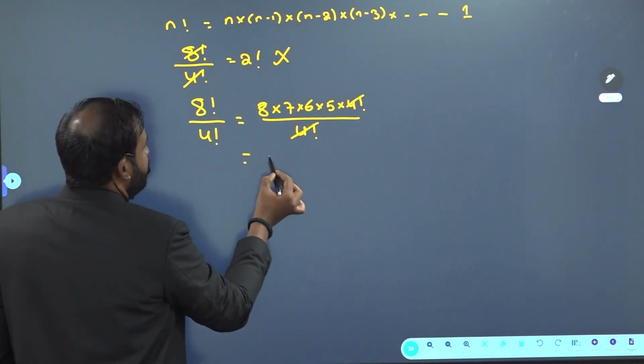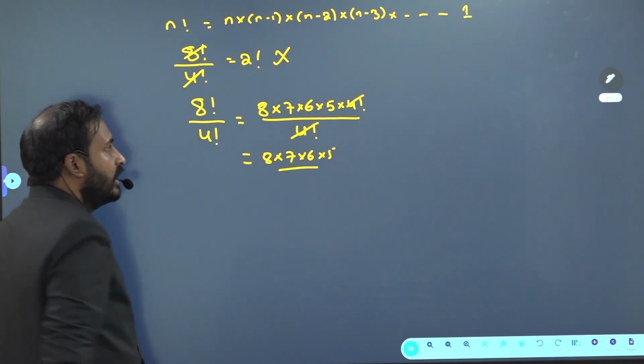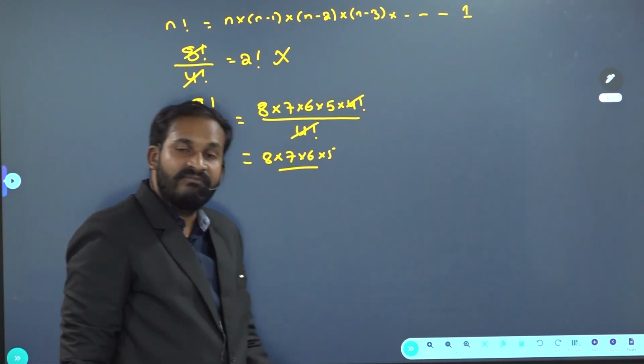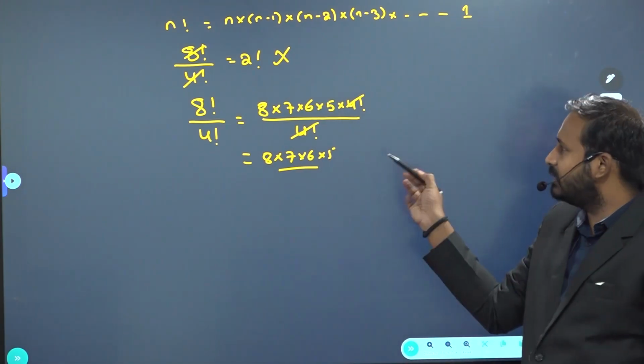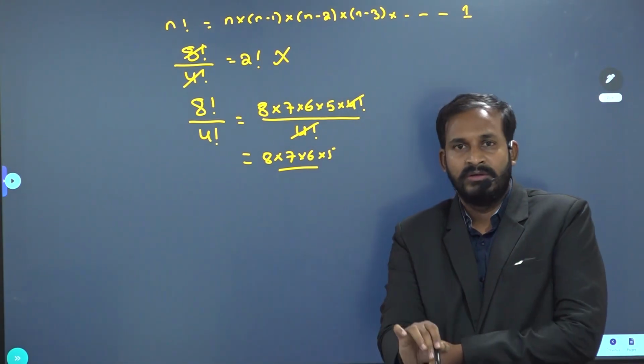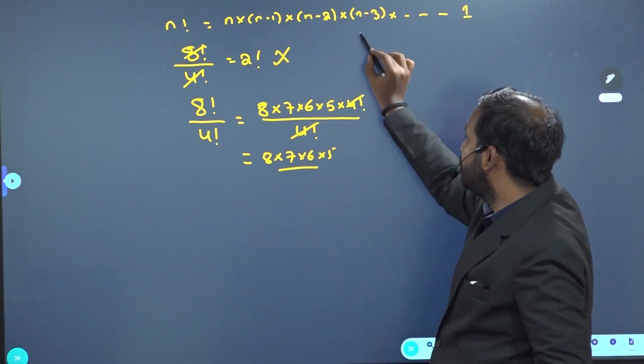So now the answer will become 8 into 7 into 6 into 5. Understood? In this manner, you need to cancel the factorials. Most students know, but still I want to clear this small doubt, because in an examination, in the flow, some students may make this mistake. So please be careful with this.